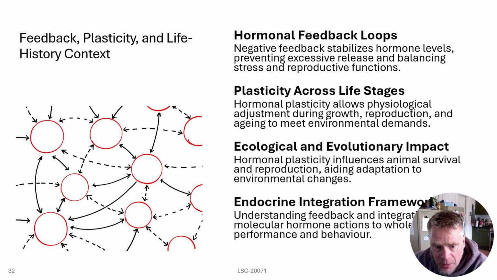And for a couple of final points, there's feedback, plasticity and life history context within these hormonal responses. So we have feedback loops. There's the negative feedback that stabilizes hormone levels, prevents excessive release, and balances the stress and reproductive functions. We've got plasticity across life stages. So this allows physiological adjustment during growth, reproduction, and aging to meet the environmental demands of the different life stages.